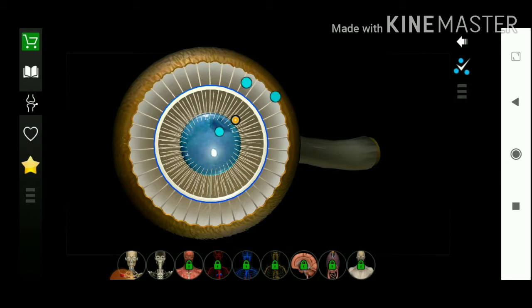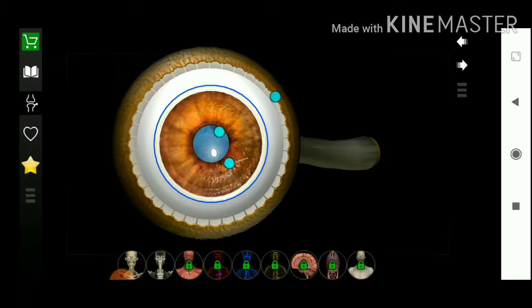Now there is also an important structure known as the limbus. This is known as the corneal limbus. So what do we mean by the corneal limbus? Remember that behind the sclerocorneal junction, what do we mean by the sclerocorneal junction?